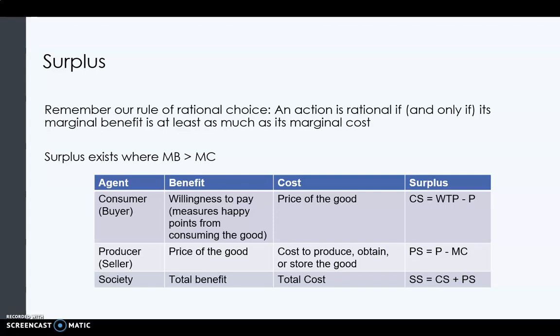For the producer, the price is a benefit because that's the money that they receive. But their cost is the cost to produce, obtain, or store the goods, their marginal cost. So the producer's surplus is price minus marginal cost. And then for society, the benefit is everybody's benefit put together. The cost is everybody's cost put together. So if you find your consumer surplus and your producer surplus, you can just add them together to come up with your social surplus. Social meaning to society.